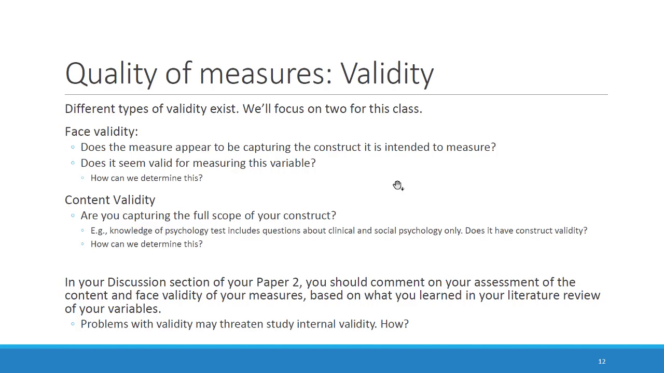Well, the answer is that we ask subject matter experts, and for your paper 2, you will be the subject matter expert. You will be learning about your constructs for this class, and you will be determining whether or not, based on your knowledge of that construct, the measure that you're using for your paper number 2 is content valid. So is there something missing from it that you think should be added to it if you were to repeat that study in the future, or if someone else was to do that study?